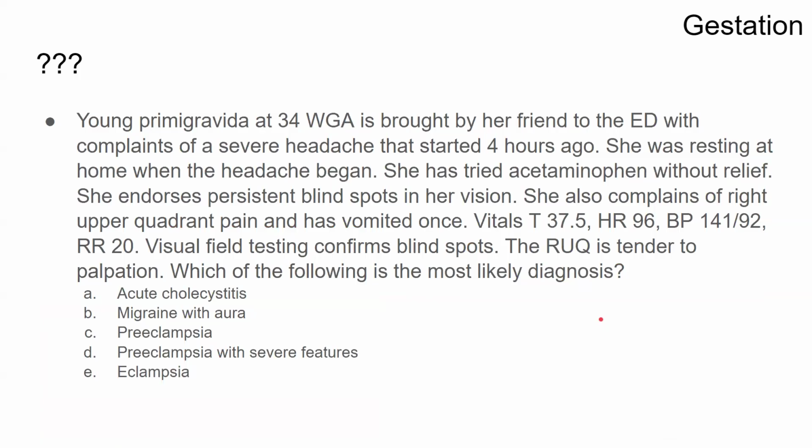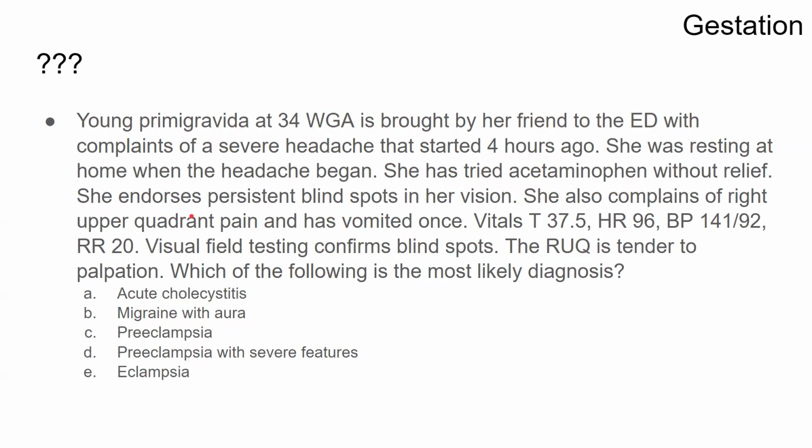I put question marks up here because I didn't want to spoil what this is. So, a young primigravida at 34 weeks gestational age is brought by her friend to the emergency department with complaints of a severe headache that started 4 hours ago. She was resting at home when the headache began. She has tried acetaminophen without relief. She endorses persistent blind spots in her vision. She also complains of right upper quadrant pain and has vomited once.